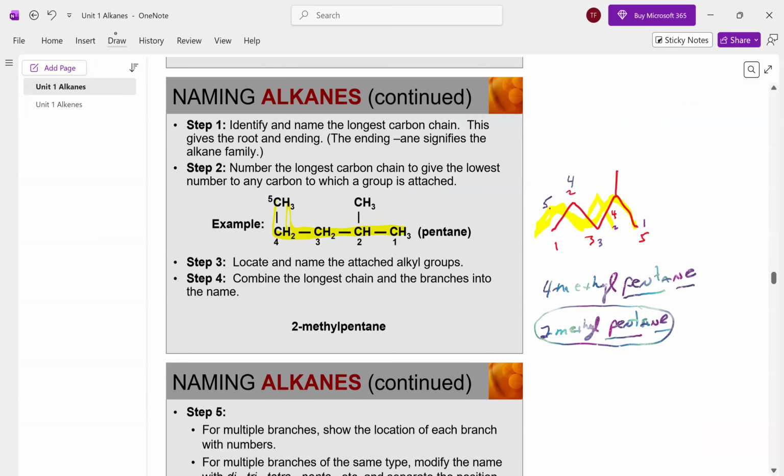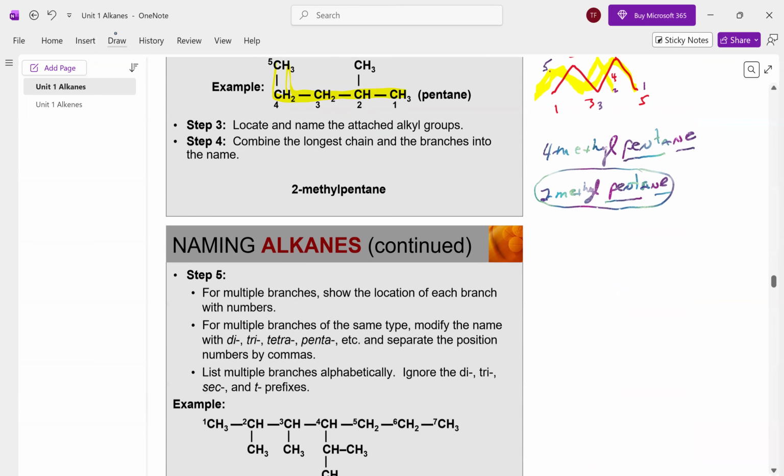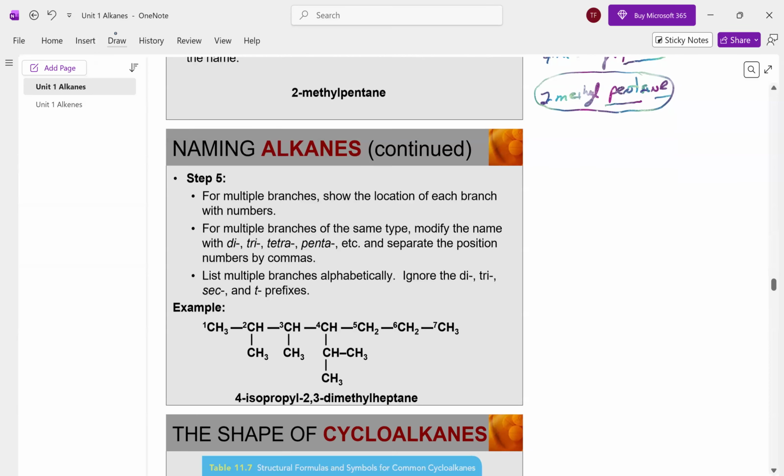Is ane used for alkanes? Yes. Okay. Think of the word alkane, at the end, E-N-E, sorry, A-N-E. And Wednesday, we're going to get into alkenes, E-N-E.